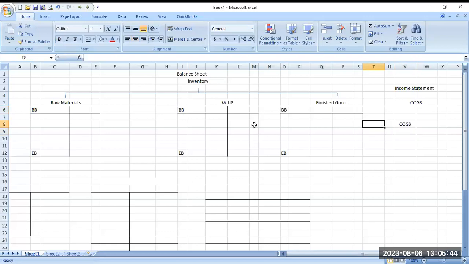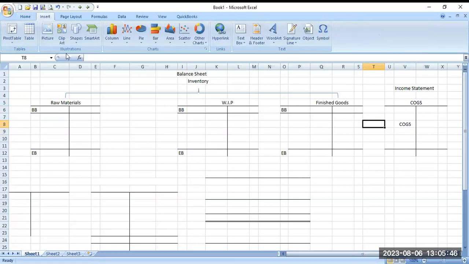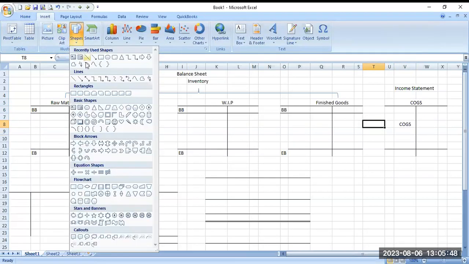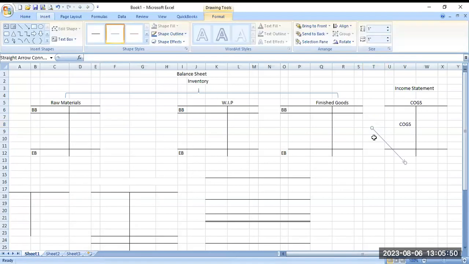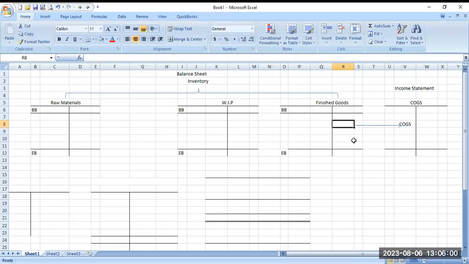So it's going to come from finished goods, correct? Yes. This cost of goods sold has to come from this finished goods account. So we have to have it in finished goods to have cost of goods sold. In order to have it in finished goods, what do we have to do? We have to manufacture them, correct? So we have to have cost of goods manufactured.